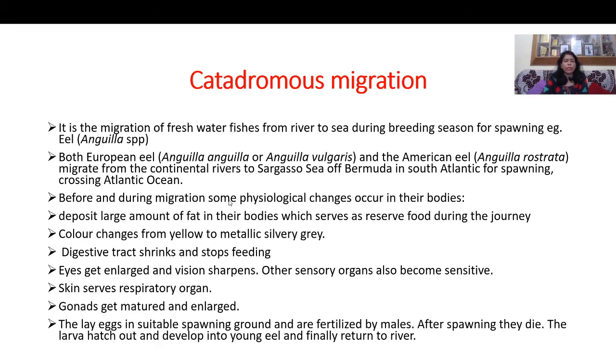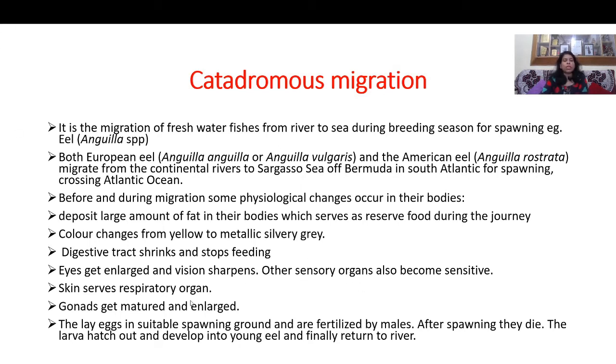Before and during migration, some physiological changes occur in their bodies. There is a deposition of a large amount of fat in their bodies, which serves as reserve food during the journey. Color changes from yellow to metallic silvery gray, the digestive tract shrinks and they stop feeding, the eyes get enlarged and vision sharpens, and other sensory organs also become sensitive.